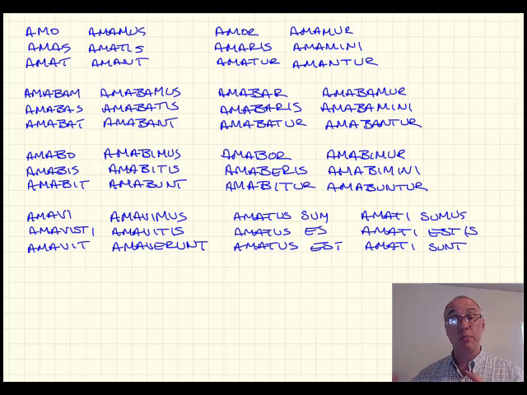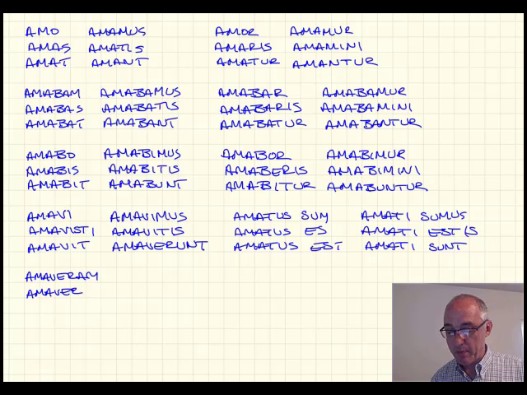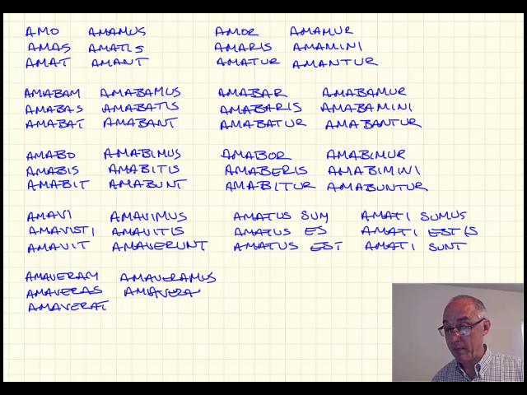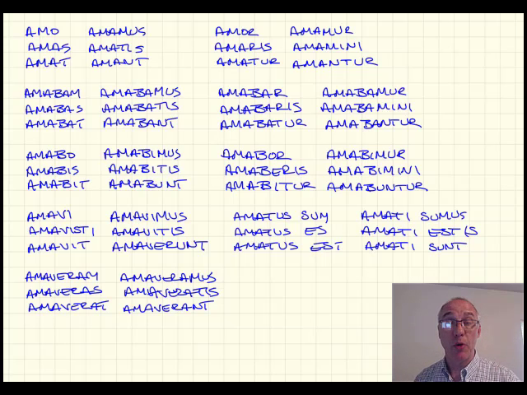part in the perfect system. The right-hand side is the fourth principal part plus a form of the verb to be. Let's do the pluperfect. Amaveram, amaveras, amaverat, amaveramus, amaveratis, amaverant. Perfect active stem, third principal part, plus the forms eram, eras, erat.